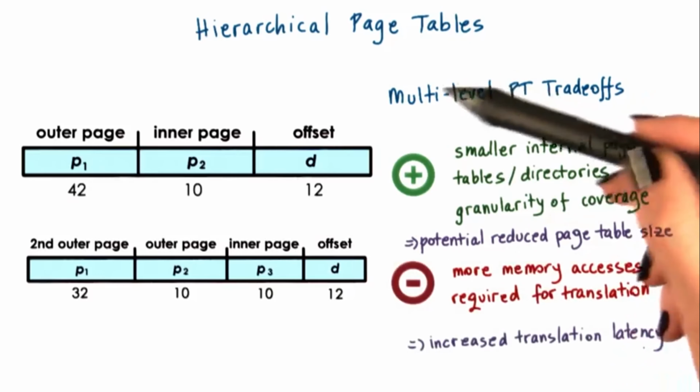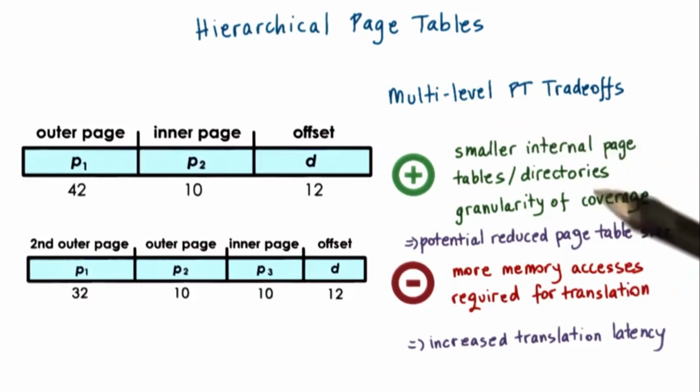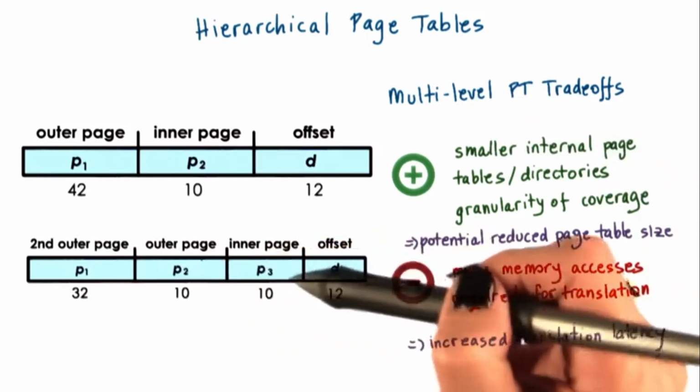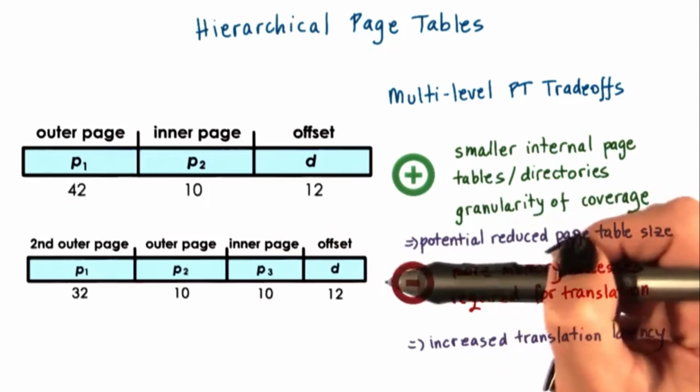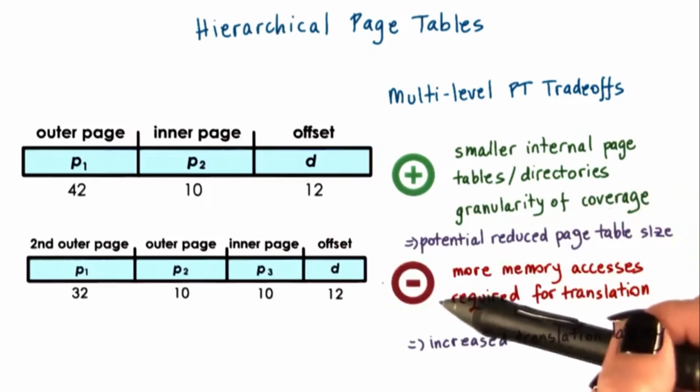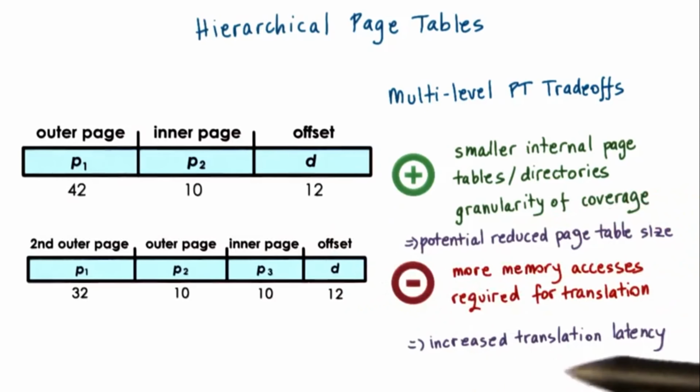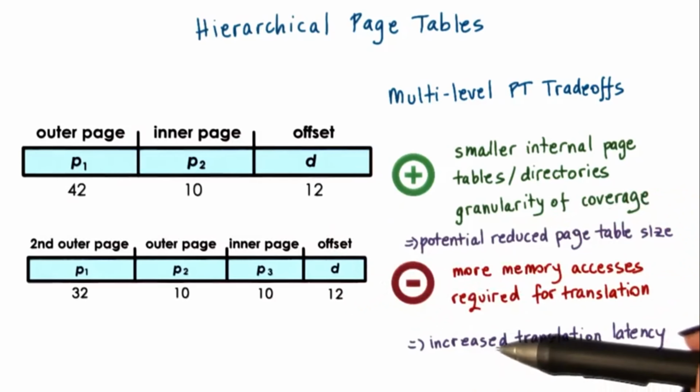The downside of adding multiple levels in the page table is that there will be more memory accesses that will be required for translation, since we'll have to access each of the page table components before we ultimately produce the physical address. Therefore, the translation latency will be increased.